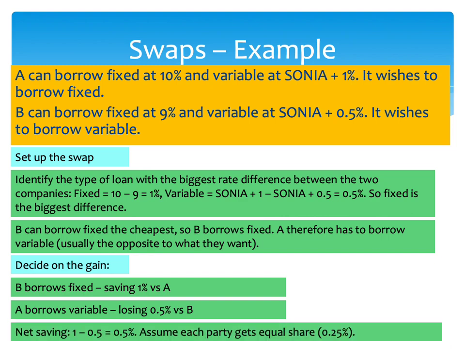So what we end up with is a net saving position. We've saved 1% on the fixed rate loan, but we've lost 0.5% on the variable rate loan. So overall, we have a 0.5% saving across the two loans. Now, like I said, we're going to assume here, because it told us to, that each party gets an equal share. So we want each of them to be 0.25% better off than they would have been without the swap. Now, if it's going to be different to equal shares, it will have to tell you in a scenario, and you can just allocate it as it told you there.